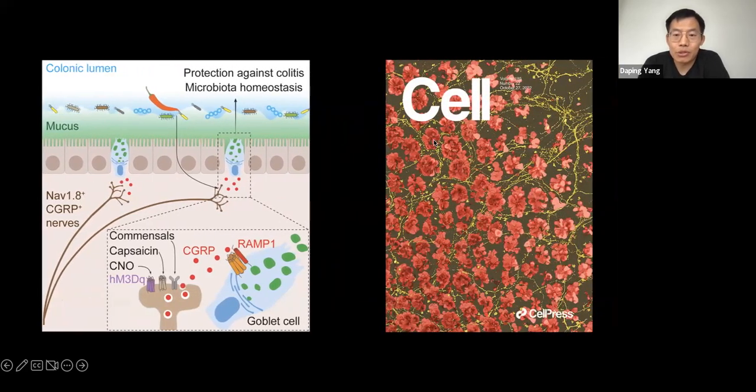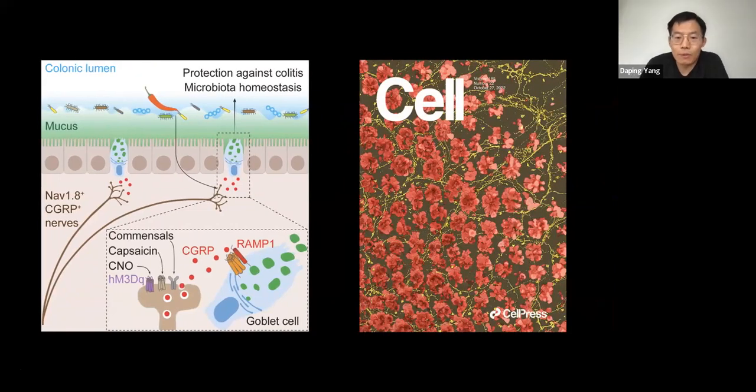This work was published at the end of last year and also was likely selected as a cover story. And here the cover image also showed that the flower here, or the goblet cells here, is nicely innervated by nociceptor neurons.